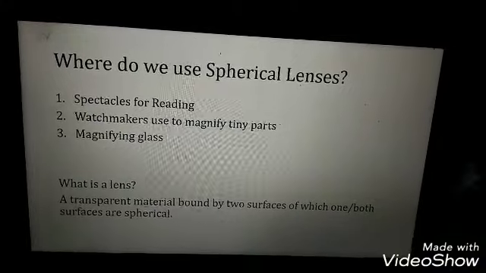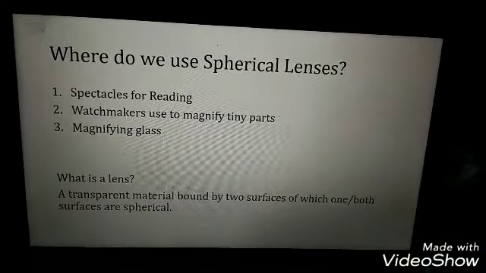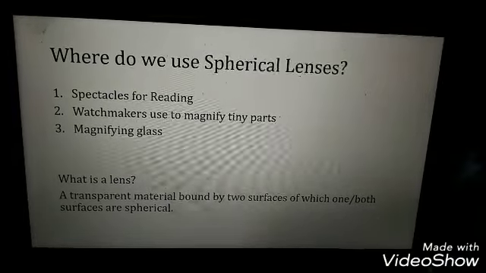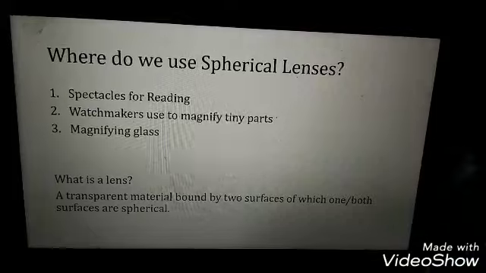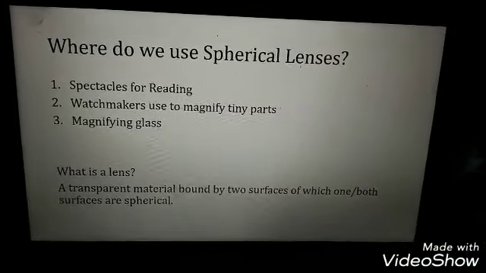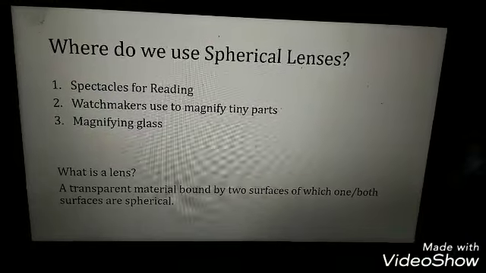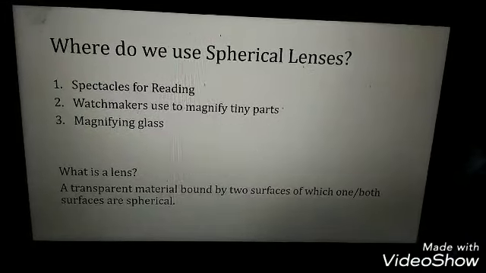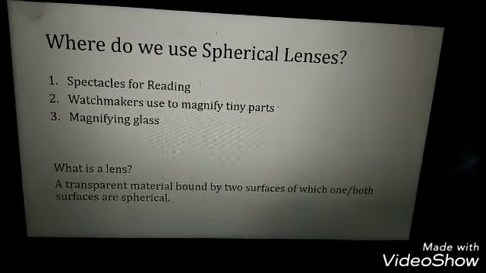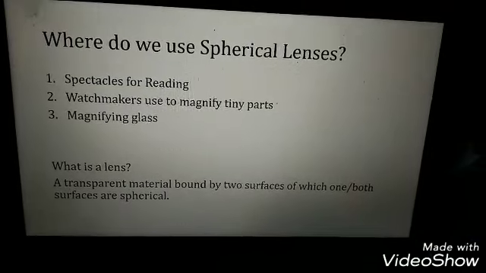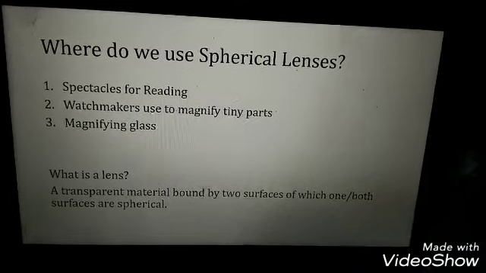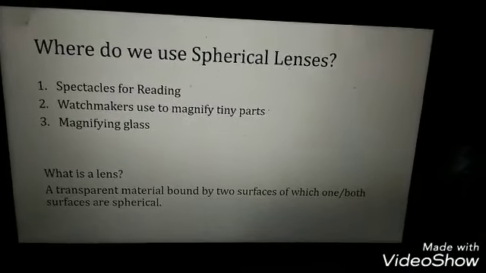So basically, what is a lens? A lens is a transparent material which is bound by two surfaces. Transparent in the sense you can see through to the other side. Among these two surfaces, both can be spherical or any one can be spherical. So that is what the definition means. It is a transparent material bound by two surfaces of which one or both surfaces are spherical. It is not mandatory that both the surfaces should be spherical.